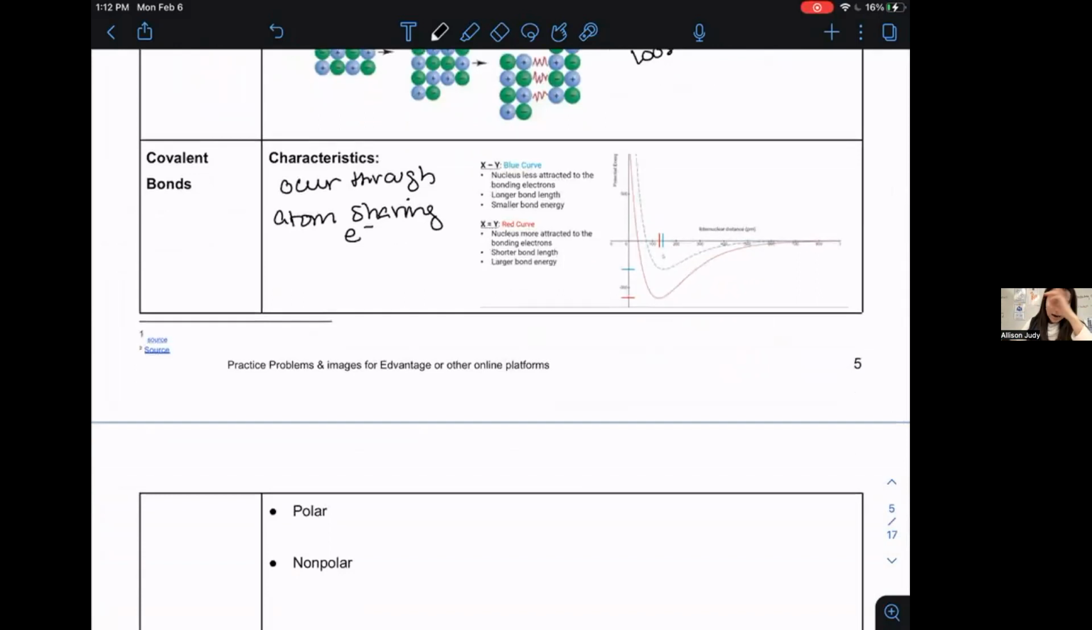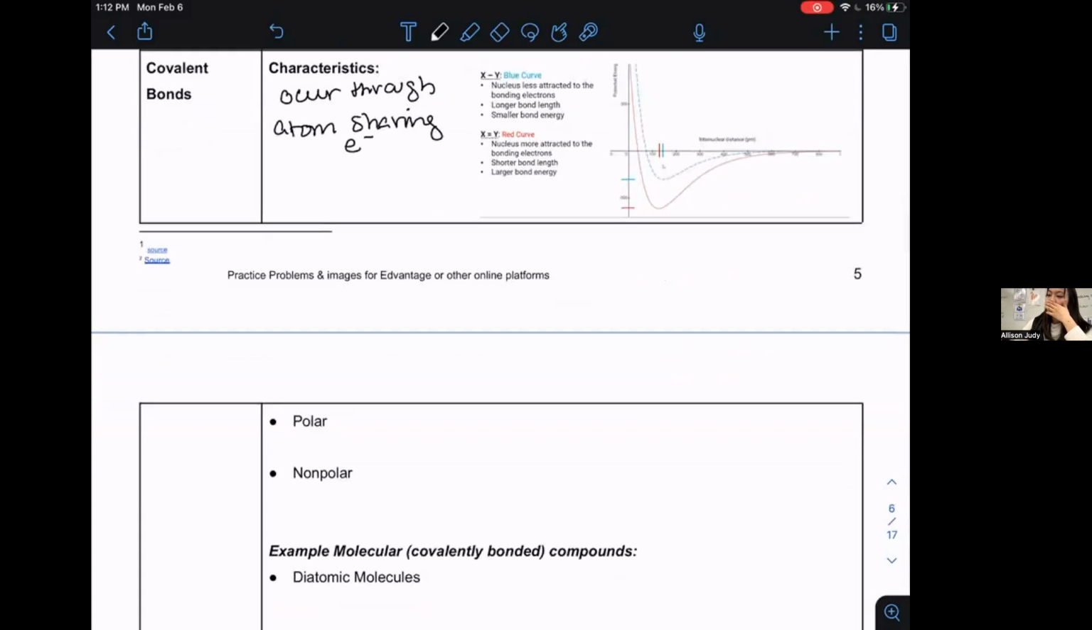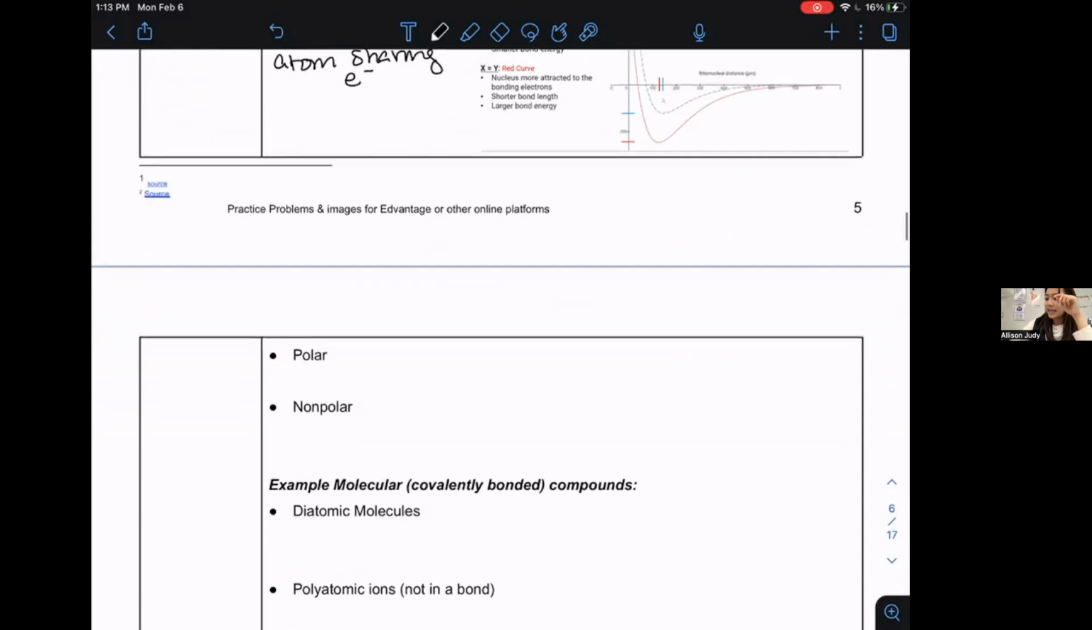Okay, so we can categorize sharing as equal or unequal, which by the way, we all know to be true. Sharing can be equal or unequal, right? Like when you talk about your siblings, you don't always share equally. When your mom makes you share, you share that little bit, especially when you're talking about your favorite pizza place or whatever. Okay. So what we say is that polar covalent bonds have unequal sharing of electrons.